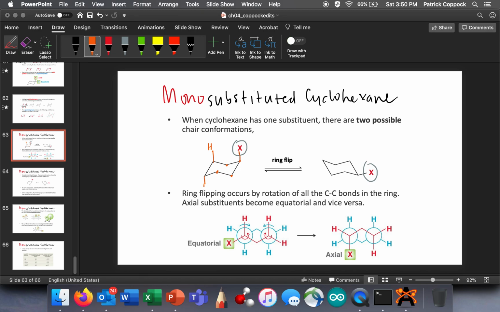This one is going to be going down. Those are all the axial positions. There's one going down. Here's one going up. Here's one going down. 1, 2, 3, 4, 5, 6. Those are all of them, okay?